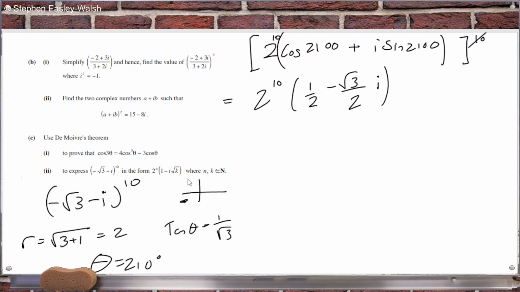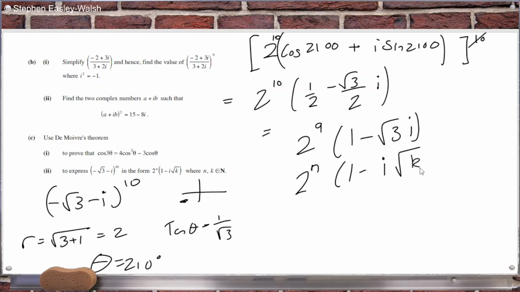Now, they don't quite want it like this. We have to simplify it a bit. That's 2 power 9, 1 minus root 3 i. Now, is that in the right form? 2 power a natural number, 1 minus i times root k, where k is also a natural number. Yeah. I'll just write the i in the front so it matches up more nicely with it. Yeah, okay, that looks okay for that one.